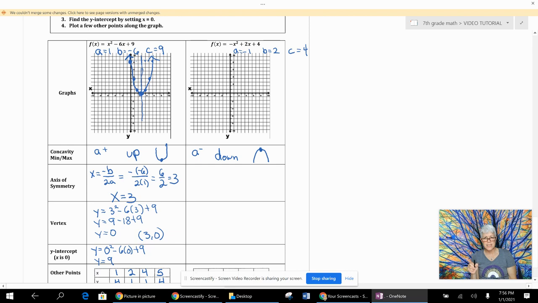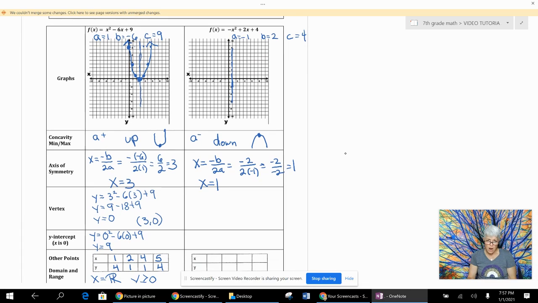I'm going to use the axis of symmetry to get myself started with this. Axis of symmetry, remember, is the line that's going to divide this whole thing up. So -2 over 2 times -1 is -2 over -2, which is +1. So x equals 1. So we know that right here is the line of symmetry.